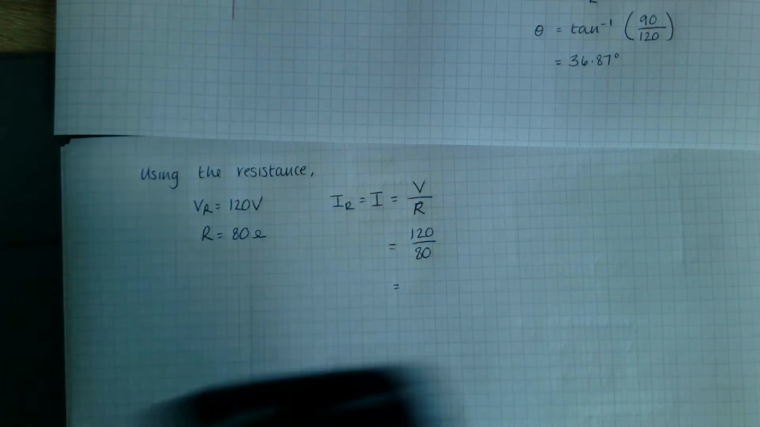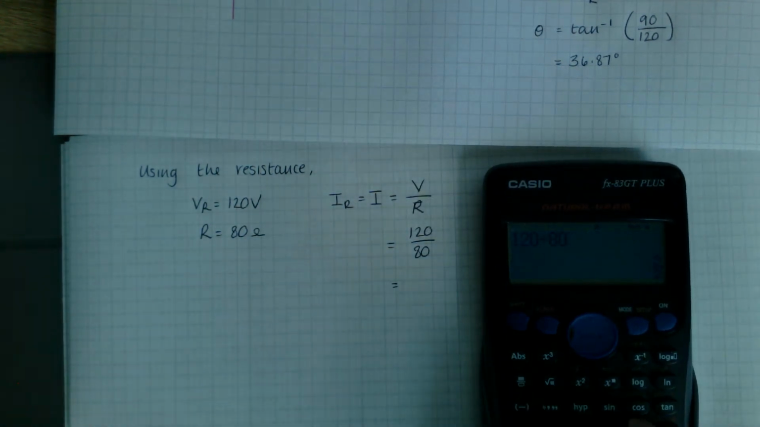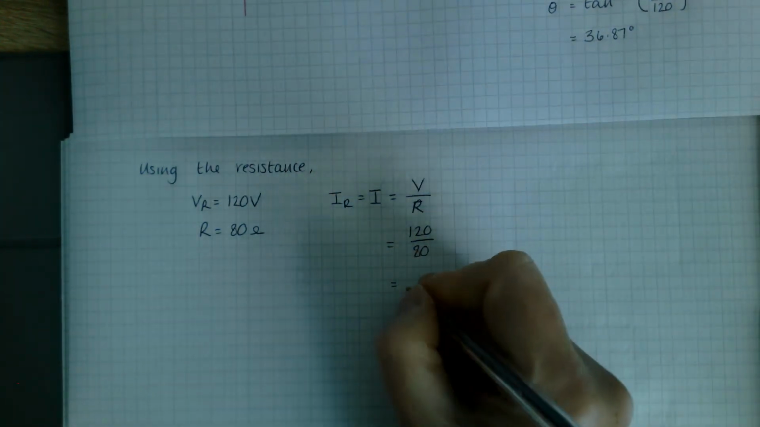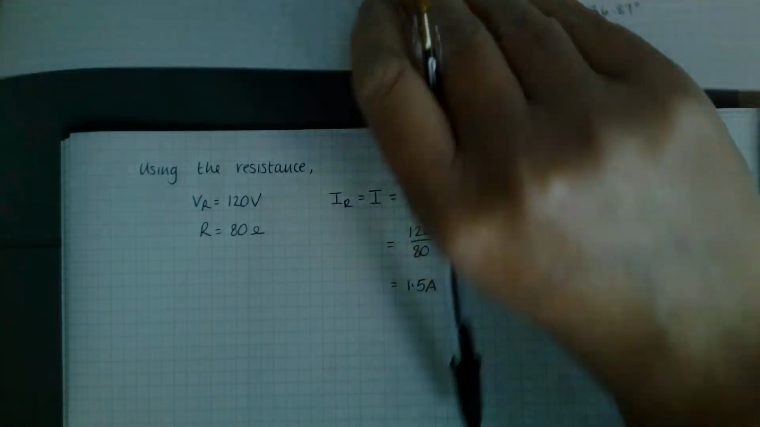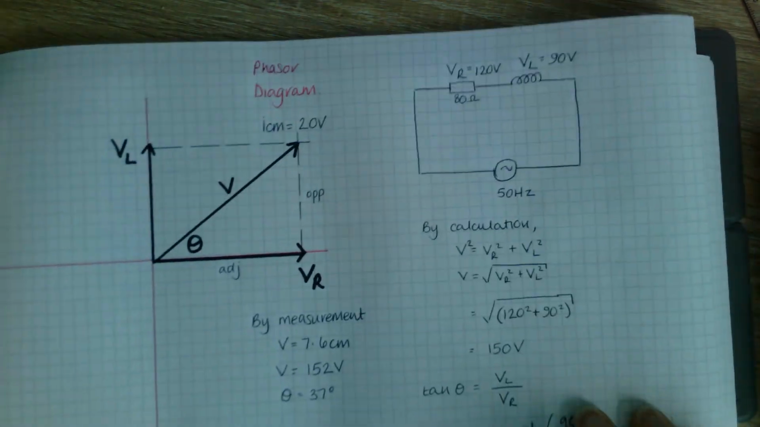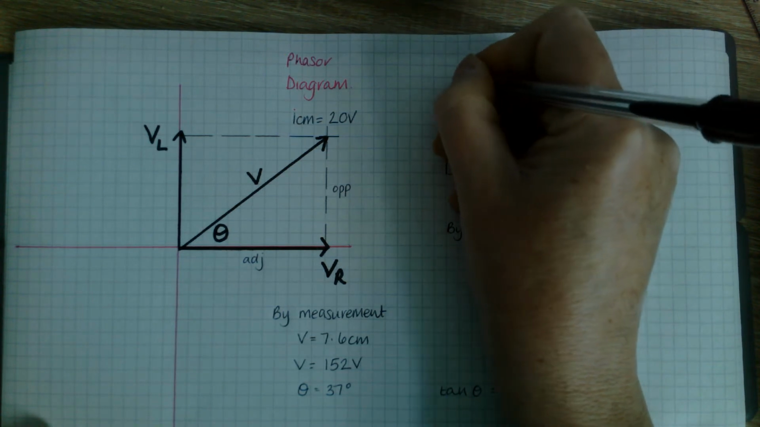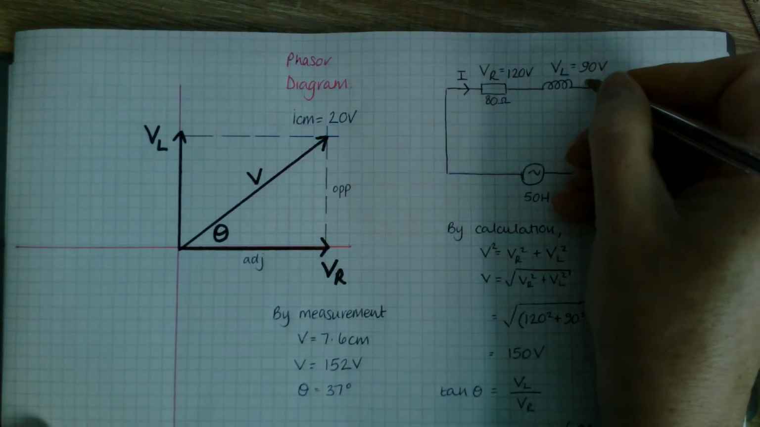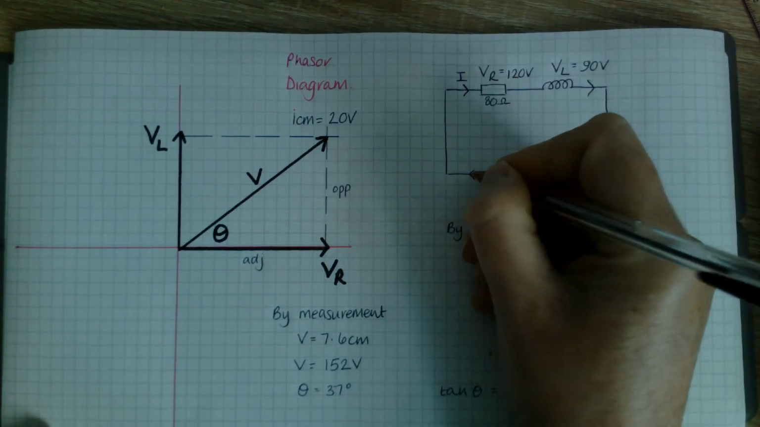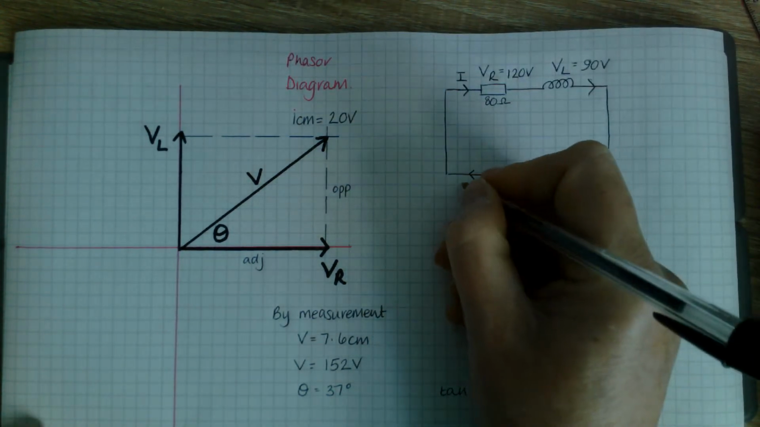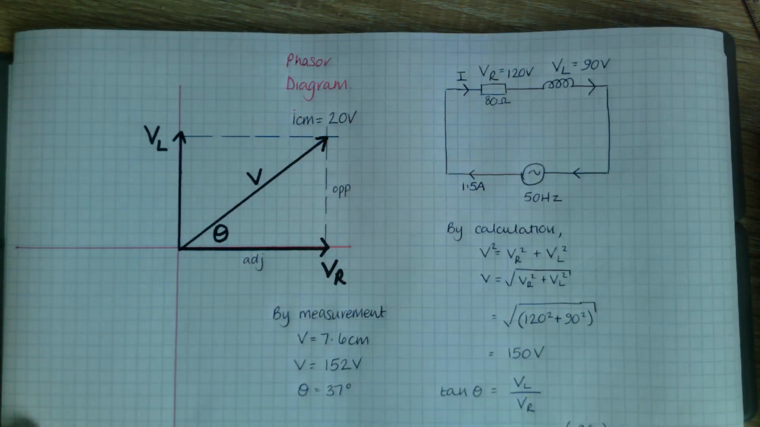You can do that in your calculator if you want. 120 divided by 80 is 3 over 2, 1.5. So 1.5 amps is the current through this resistor, which is the current through here. No junctions, one current path. The current at any point in this circuit must be 1.5 amps.